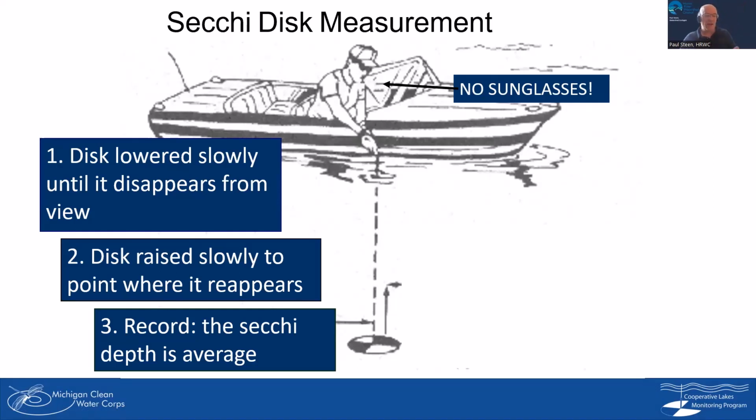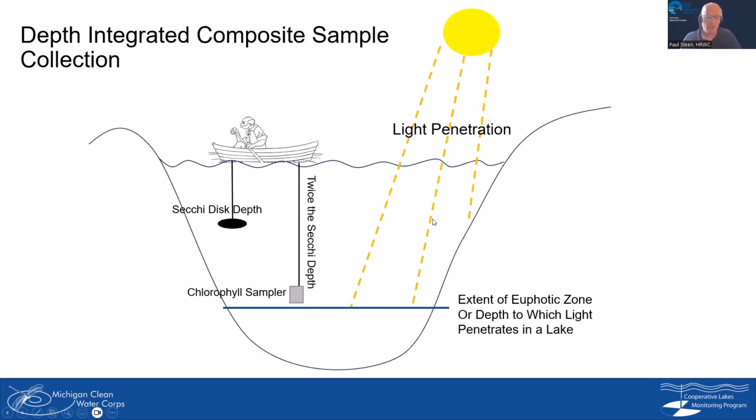And you lower that disc down. You wait till it disappears from view. You mark that measurement. You raise it up. You mark that, and then you take the average of the two. And that is your Secchi disk depth. And the reason that's important is because you want to drop your chlorophyll sampler to twice that Secchi disk depth. You can see in the little graphic here, this fisherman got a Secchi disk of, let's say, 10 feet. So then he's going to drop his sampler down to 20 feet.